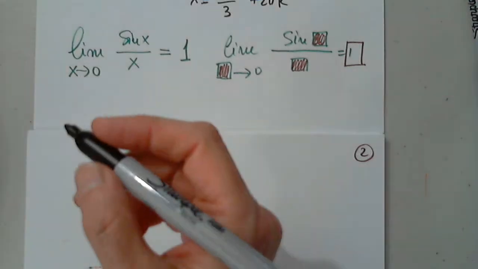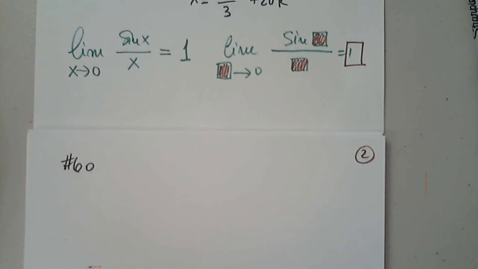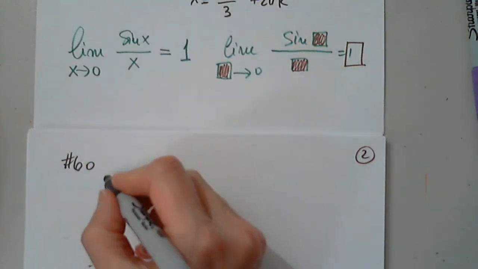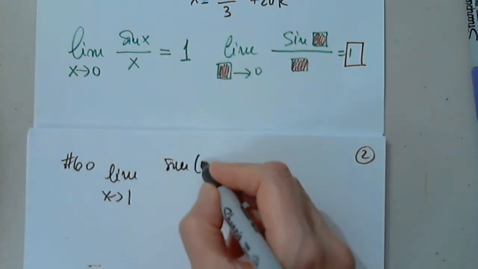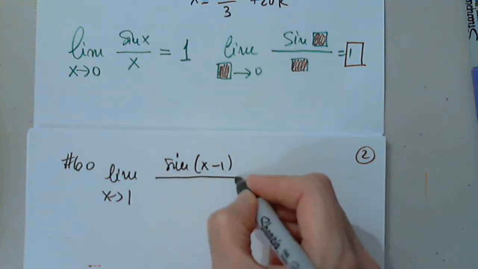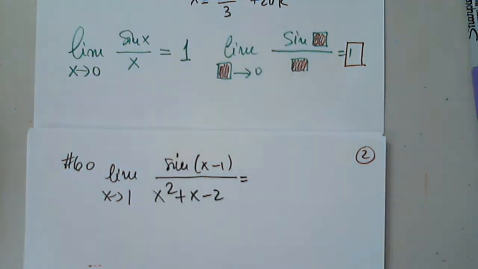So let's start with, I'm looking at number 60. Oh, let me show. So I'm looking at problems 45 through 60. And I'm just going to start with this one. The limit as x approaches 1 of sine of x minus 1, divided by x squared plus x minus 2.